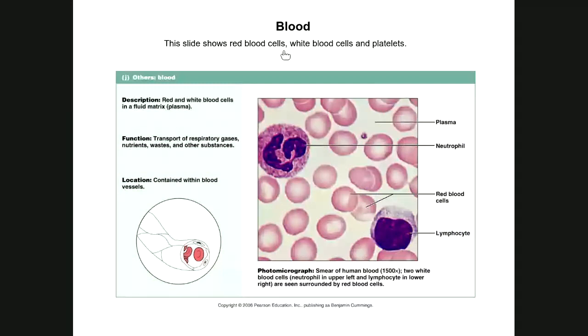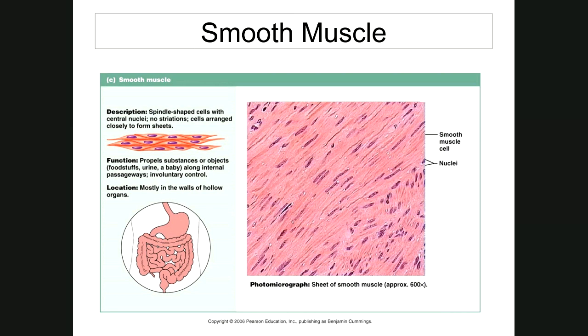Red and white blood cells, plasma is the background matrix, and it can produce fibers, which would be like fibrin for a blood clot. So we move to muscle, another type of tissue. We did epithelial tissue, we did connective tissue. Now we're on the last two, muscle and then nervous tissue.